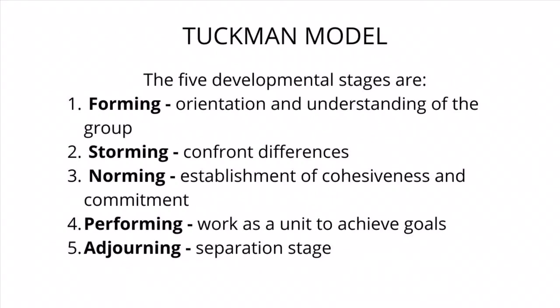The next stage, norming: the group establishes cohesiveness and commitment. In this process, the members discover new ways to work together. Norms are also set for appropriate behavior. Next, performing. The group works as a unit to achieve group goals. Members develop proficiency in achieving goals and become more flexible in their patterns of working together. The last stage, adjourning. The group disbands.